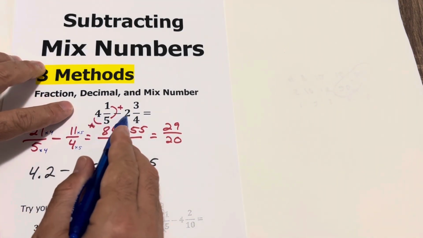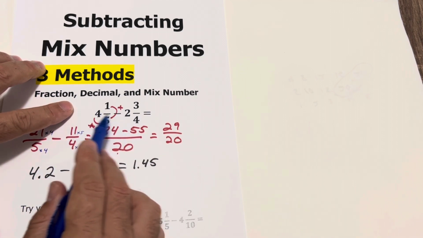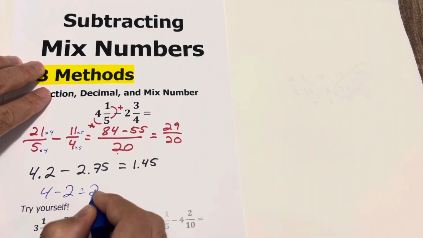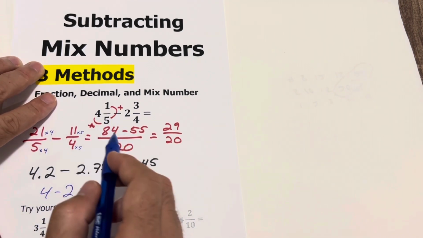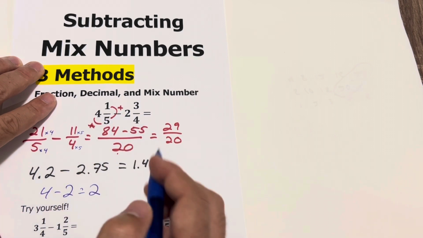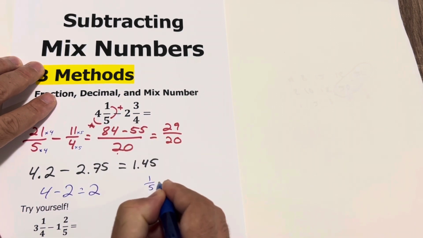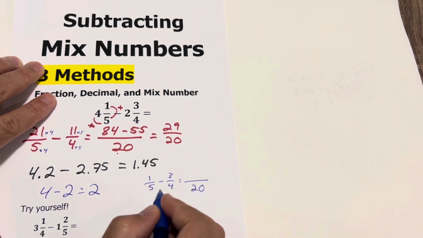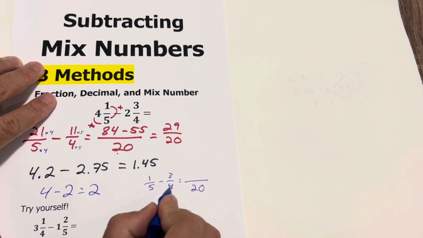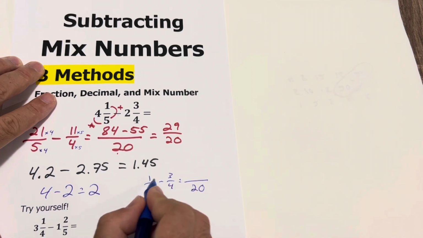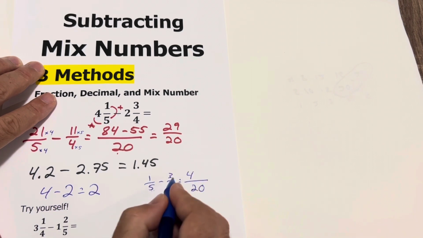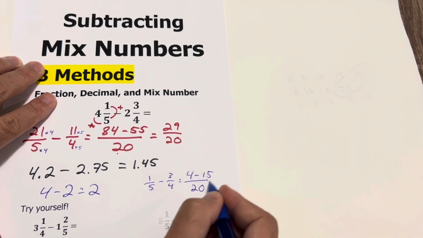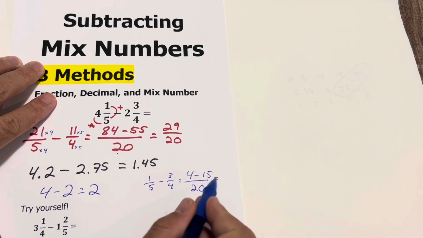So 4 minus 2, I work only with the whole number. So I have the first step. The second step is 1/5 minus 3 over 4. So remember, LCM is 20. So 5 times 4, 20. 1 times 4 is 4. And here would be 15. In this case, we use cross multiplication. Okay. So that will be negative 11 over 20.